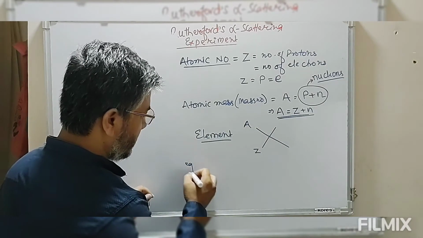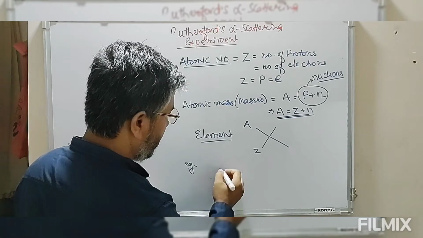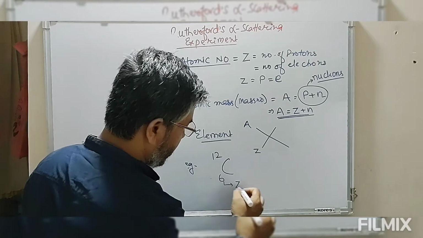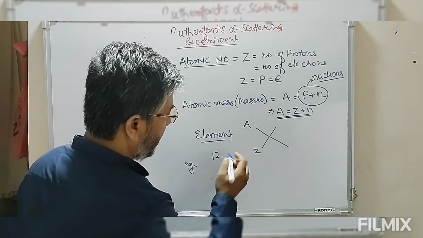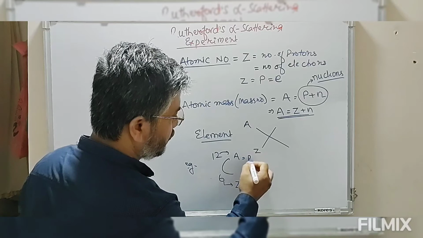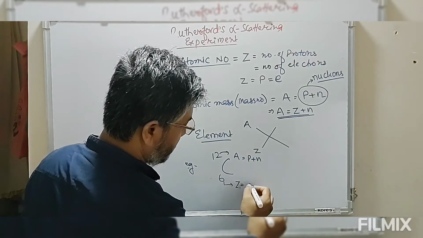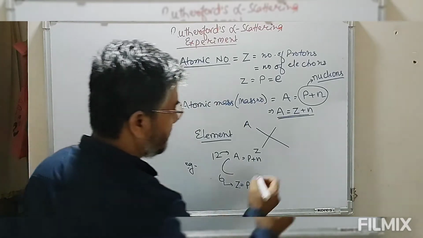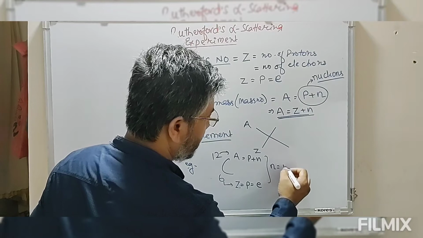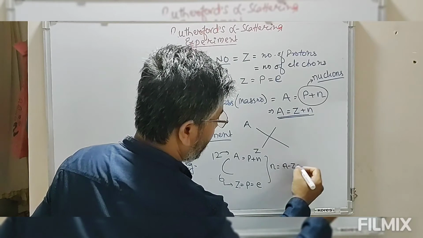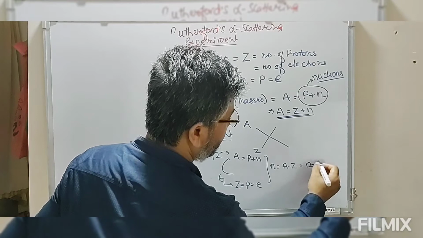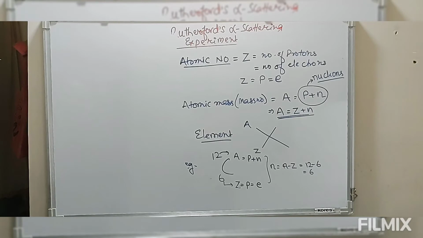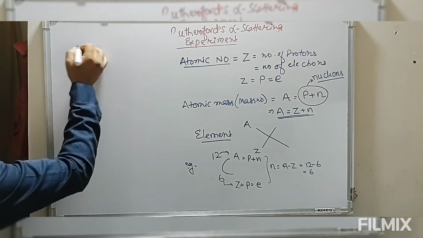So look at this example. Suppose we have carbon. Here 6 represents Z, the atomic number, and 12 represents A, which equals protons plus neutrons. Because the atom is neutral, the number of protons equals the number of electrons. So the number of neutrons is A minus Z, that is 12 minus 6, so 6 neutrons are present. So this is for a neutral atom. Similarly, let's take another example.